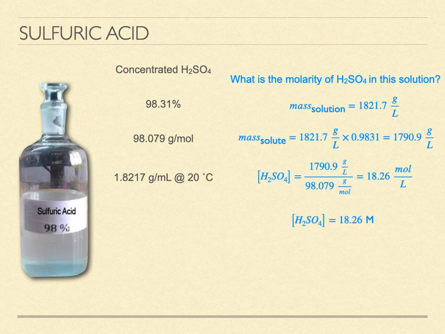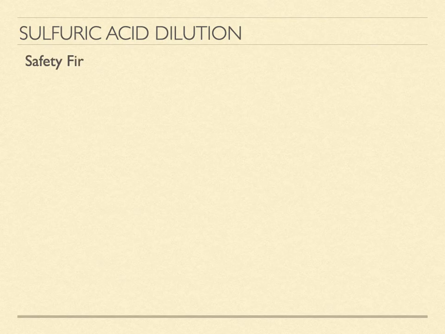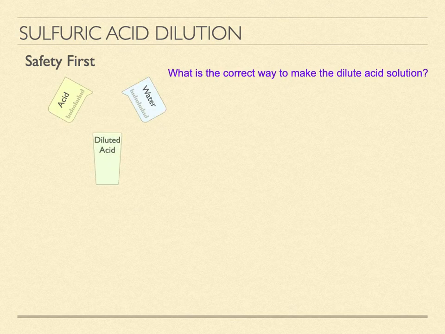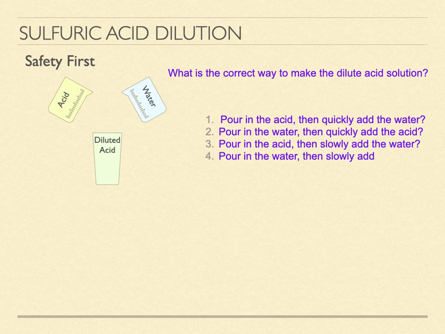Now we need to pause here to teach an important point about mixing and diluting acids in general and sulfuric acid in particular. Now this is a safety test. What is the correct way to prepare a diluted solution of acid? Here are your options. Do you add the water to the acid, or do you add the acid to the water? And should you mix them quickly or pour the second liquid in slowly, and why? The answer is to always add acid to water.